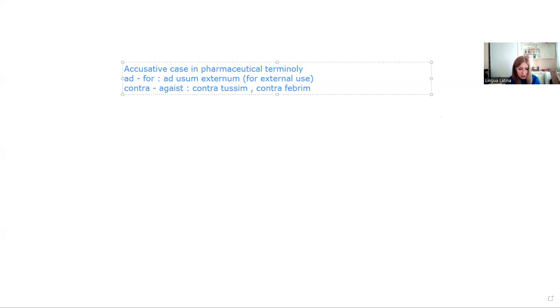Please pay attention. And the last preposition that requires accusative case is the preposition per. Per means by means of, or through. Well, some examples. Per os. It means that it's necessary to take the medication orally, through the mouth, per os. If it's necessary to take rectally, we have to use per rectum.